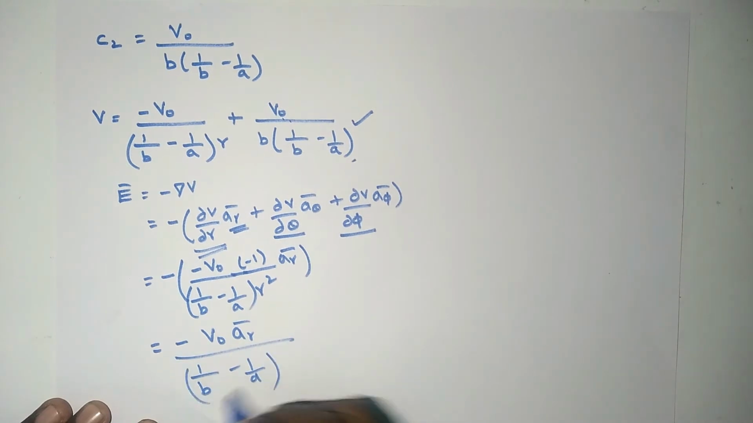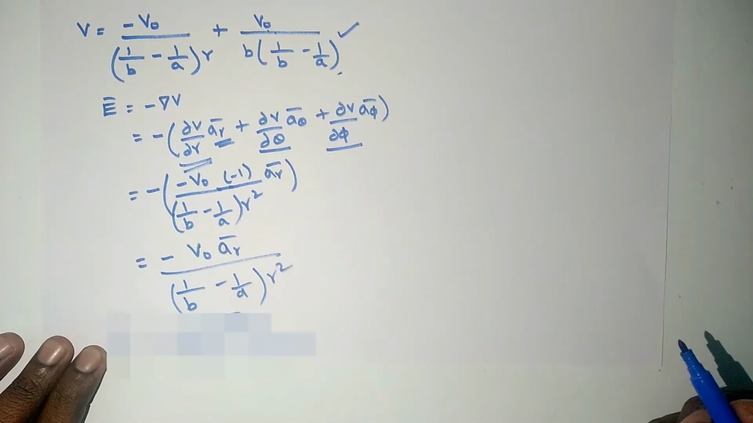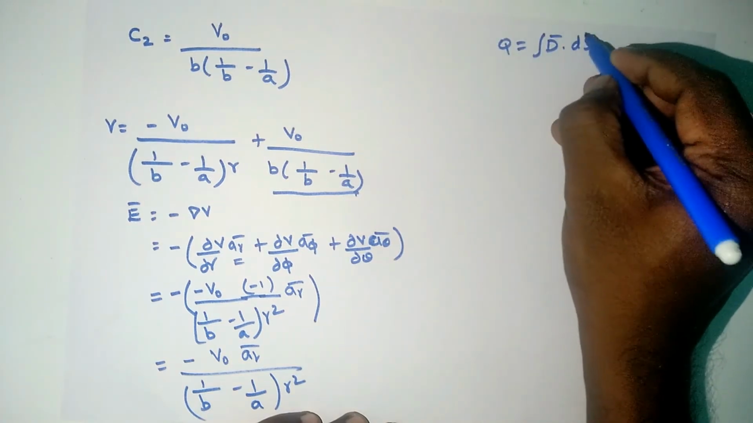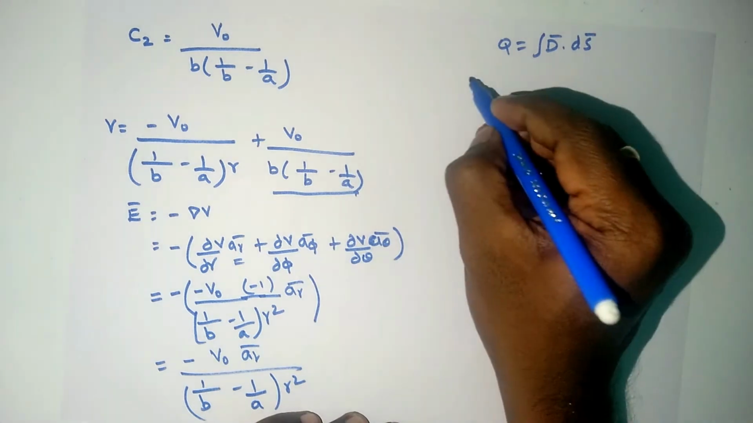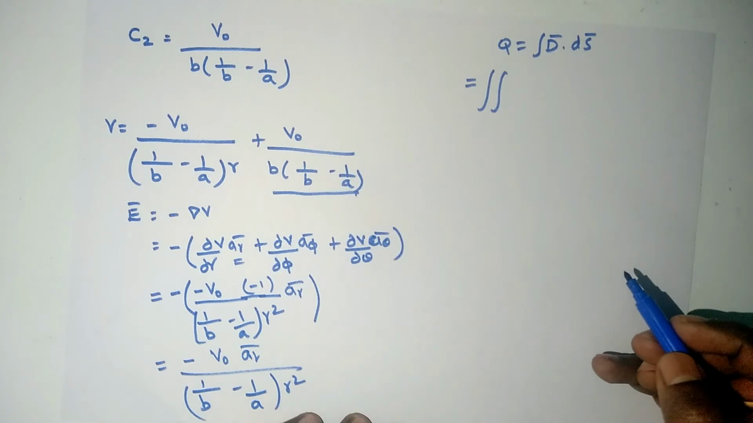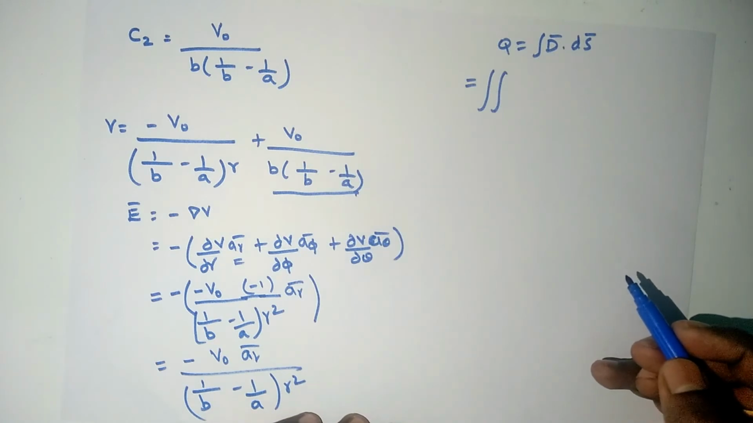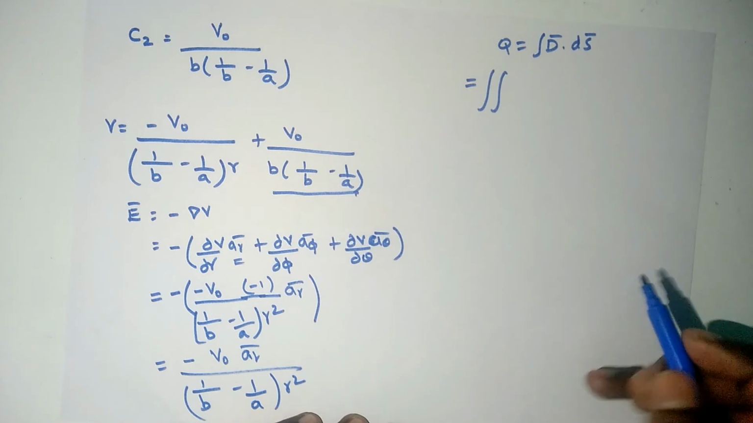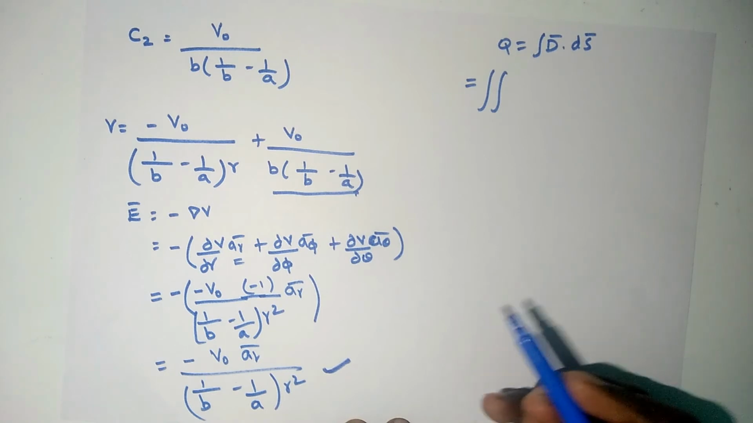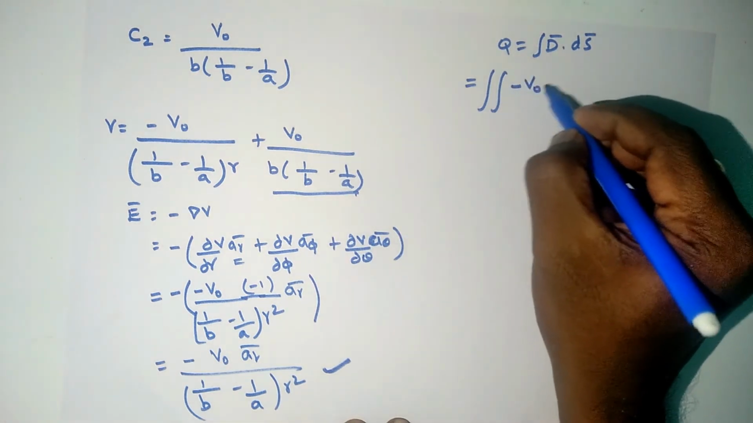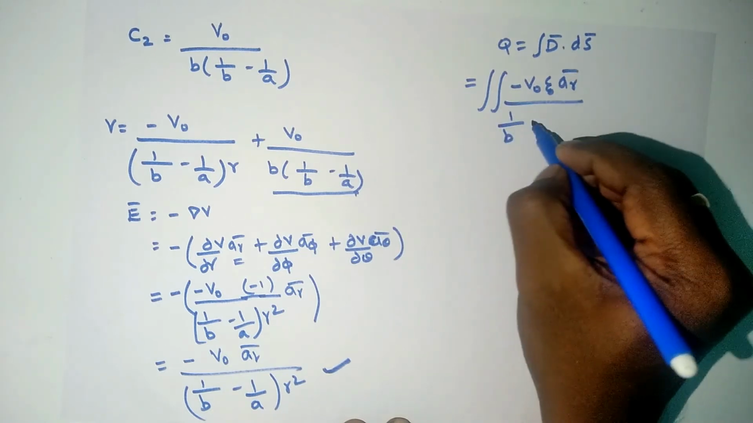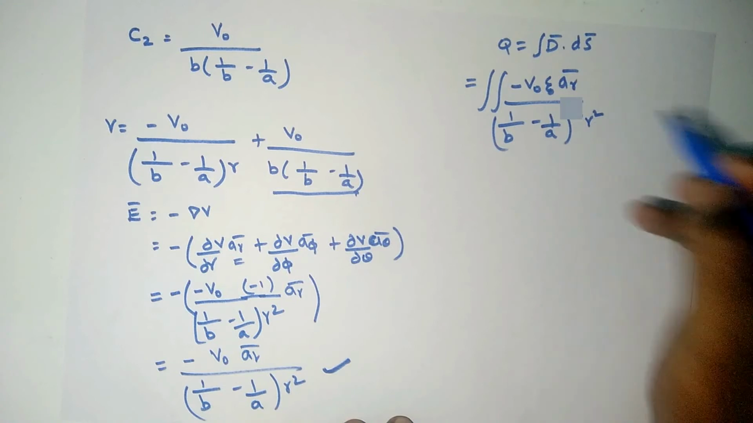Now we shall calculate the charge using the relationship Q is equal to integral D vector dot ds vector. So this will be equal to double integral of D vector is equal to epsilon naught into E vector. So if you multiply epsilon naught with this equation, you will get D vector. So minus V naught epsilon naught AR vector divided by 1 by B minus 1 by A into R square.